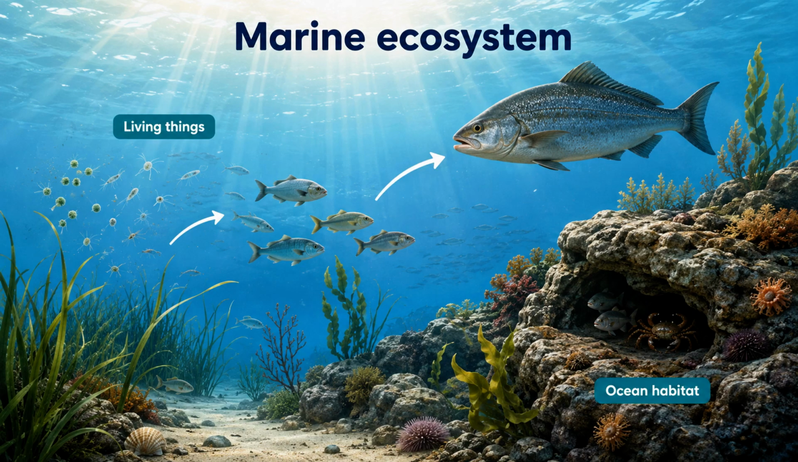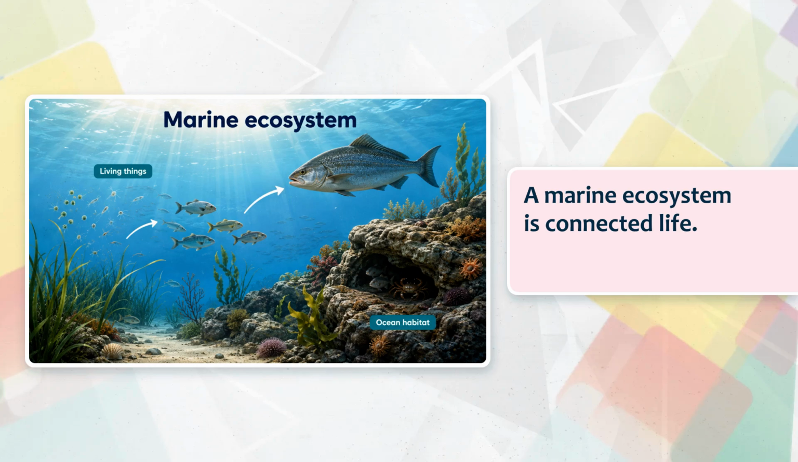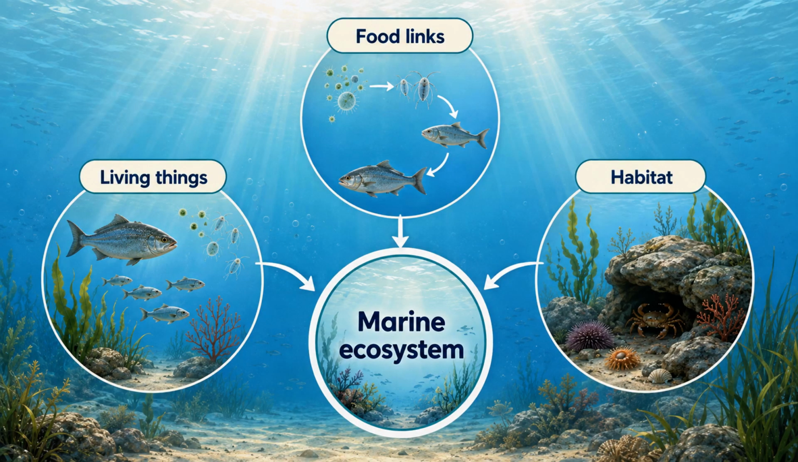The fish, sea plants, shelter, and feeding arrows form one connected marine ecosystem. It includes ocean organisms and the environment that supports them. Notice how every part shares the same space. A marine ecosystem is connected life. Organisms and their ocean habitat depend on one another. Shelter, food links, and the ocean environment support the organisms together.